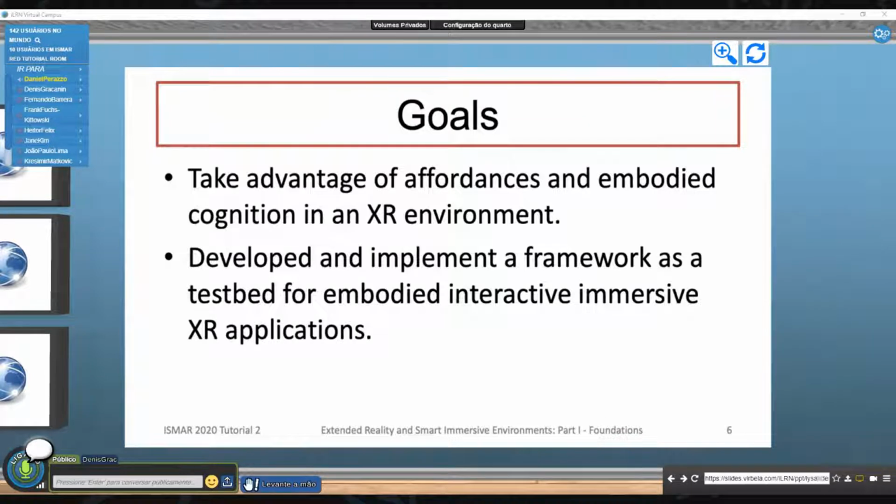So our goals are to take advantage of affordances and avoid cognition in an extended reality environment. And based on that, or in order to support that, we need a framework that can be used as a testbed for embodied interactive immersive extended reality application.